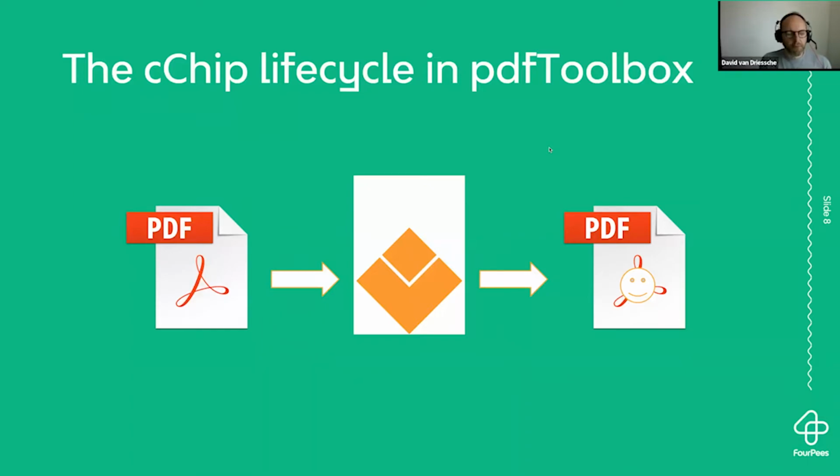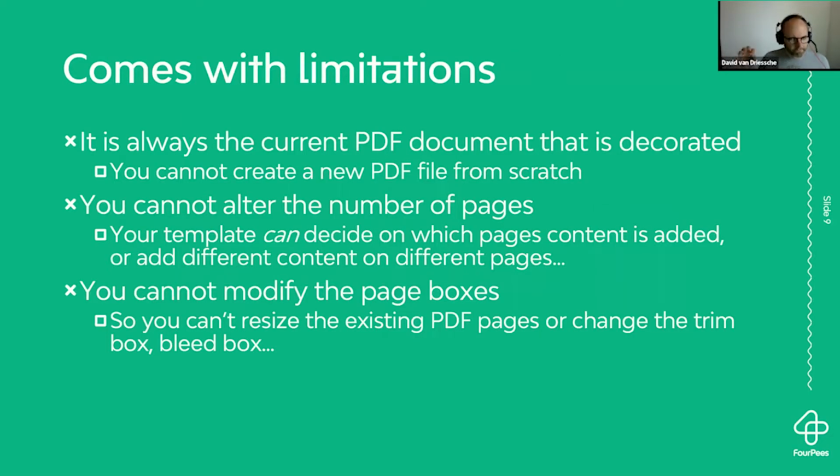So I said you have an input PDF file, you run a fix-up, and then you have an output PDF file that is decorated. And in pdfToolbox, the restriction that you have for the place content technology is that it is always the current PDF document that is decorated. You cannot create a new PDF file from scratch. So it's not that this template can be used to create a new file. No, the template is always used to create a bunch of content, PDF content elements, and these are added to the current document.